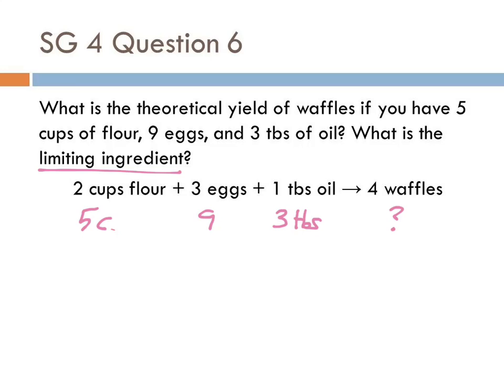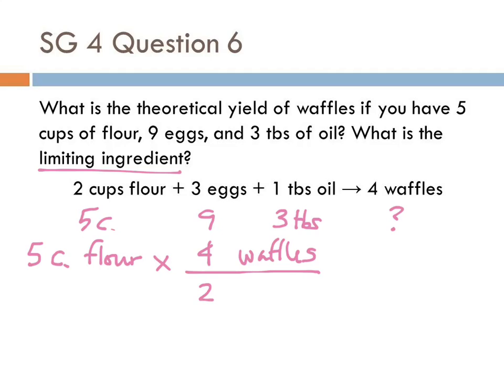So let's do that. So 5 cups of flour. And so the recipe tells us we're going to get 4 waffles for every 2 cups of flour. Not fluorine. This is the one place you can write flour in chemistry class. So 5 times 4 divided by 2 is 10. So we could make 10 waffles if we have enough eggs and oil.